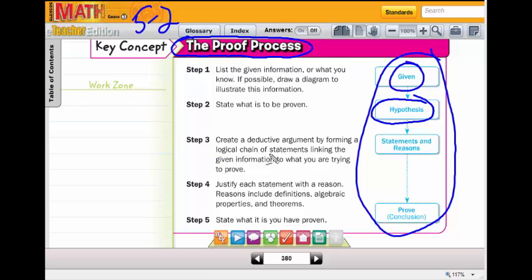And then step three, create a deductive argument by forming a logical chain. This is what this is all about, a chain of statements linking the given information to what you're trying to prove. So we've got statements and reasons. And then step four is justify each statement with a reason. Reasons include definitions, algebraic properties, and theorems.